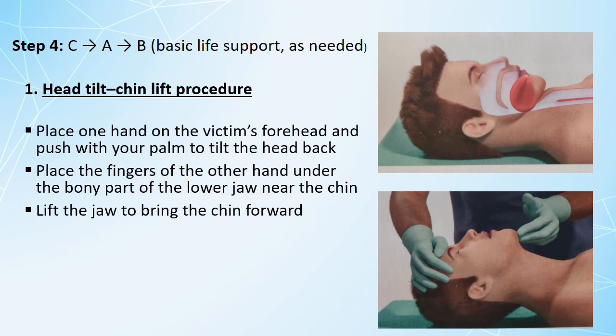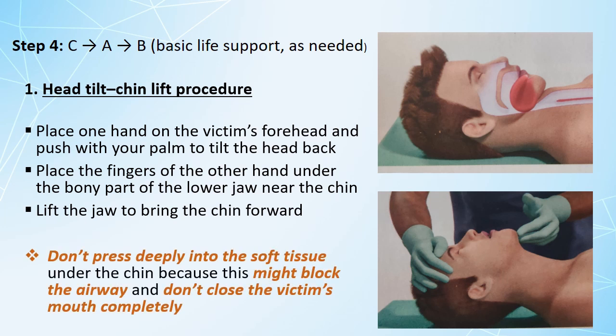So what do we do in that? We place one hand on the victim's forehead and another hand below the chin of the patient, and we try to lift the jaw in such a way that the chin points into the air in line with the earlobes, thereby lifting the mandible and tongue off the pharyngeal wall. One thing we need to remember is that we should not press deeply into the soft tissue under the chin because this might block the airway, and we should also not close the victim's mouth completely.